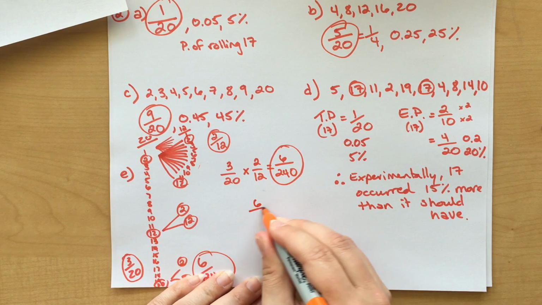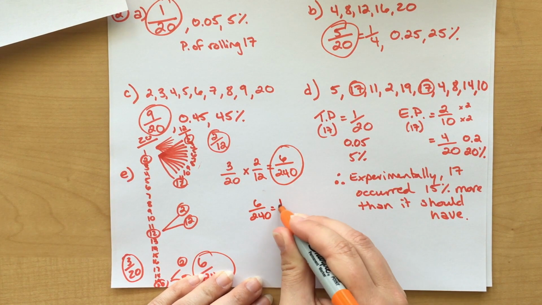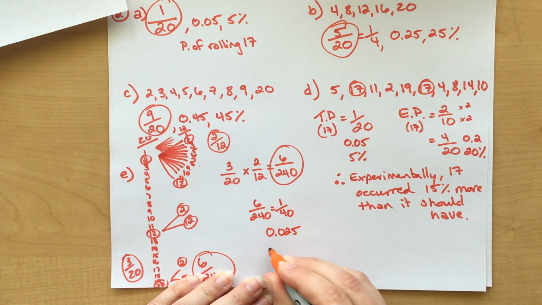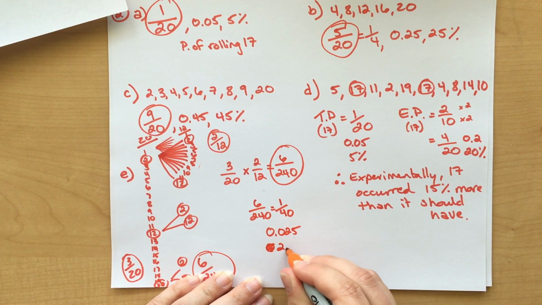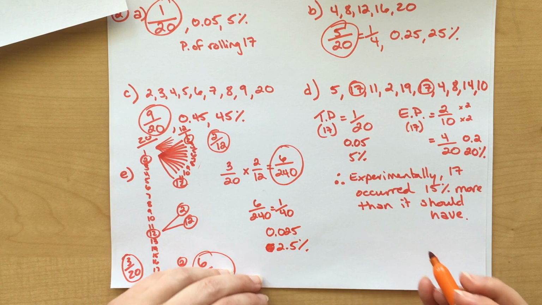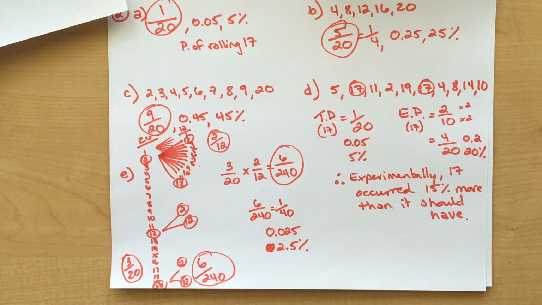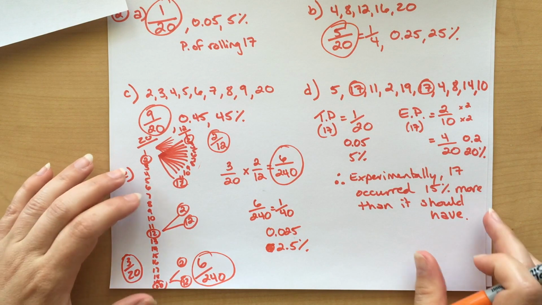Okay, this can actually be reduced to a 1 over 40, and then we can represent it as our decimal and as our percent. So if I wanted to roll the 20-sided dice and get a 2, and then roll the 12-sided dice and get a 2, I'd have a 2.5% chance of that happening. So not very high at all. Okay, so that's for question 2.